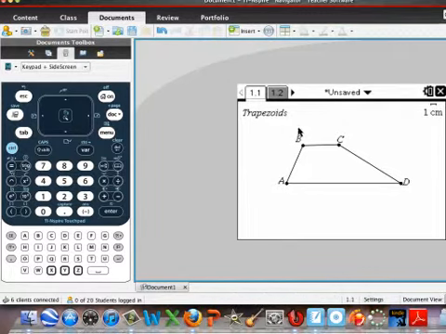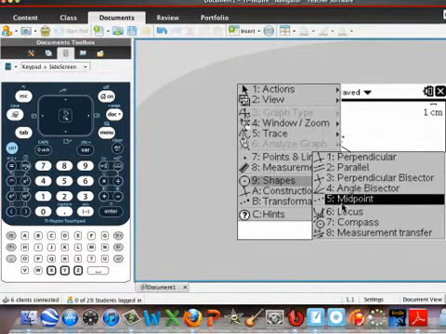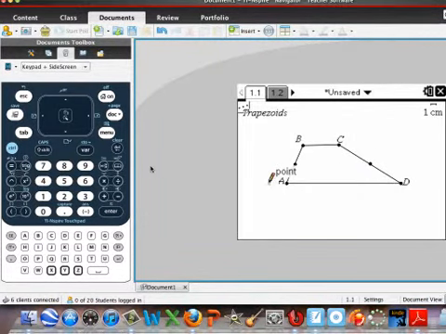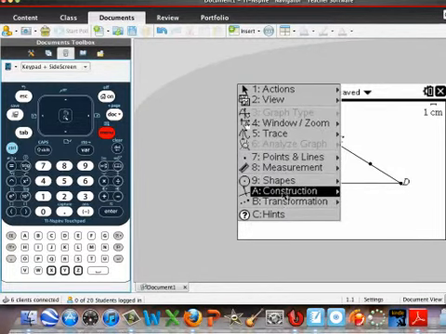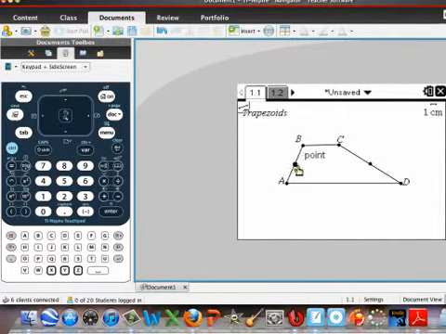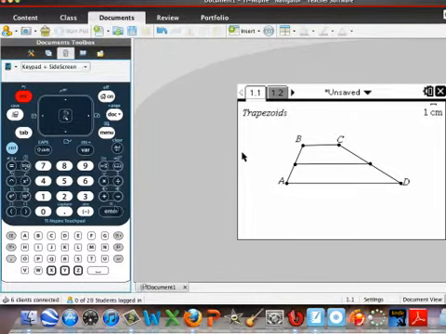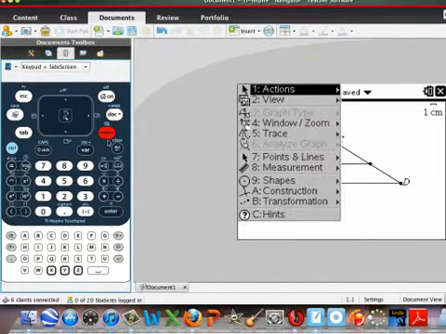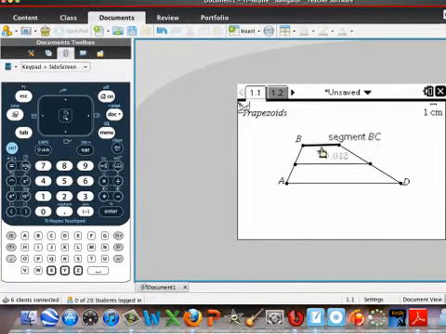Now, the other thing is something called a mid-segment. If you remember mid-segments from triangles, you should recall that the mid-segment connects the midpoints of the two sides. So I'm going to construct my midpoints, and then I'm going to construct my segment. We know that BC and AD are parallel, so let's measure the slopes. The slope of BC is 108.